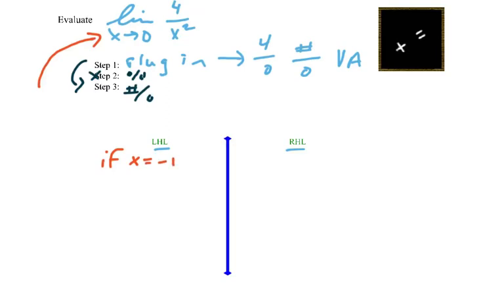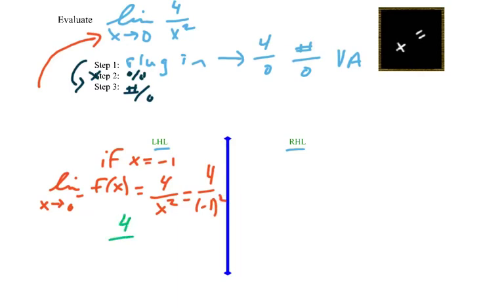I'm now going to reevaluate my limit, and I'm going to find just the left-hand limit as x approaches 0. And the way I'm going to do that is I'm going to plug in this value of -1. So into my function of 4 over x squared is going to go my -1 value for x. So that's going to give me 4 over a +1, which is 4.